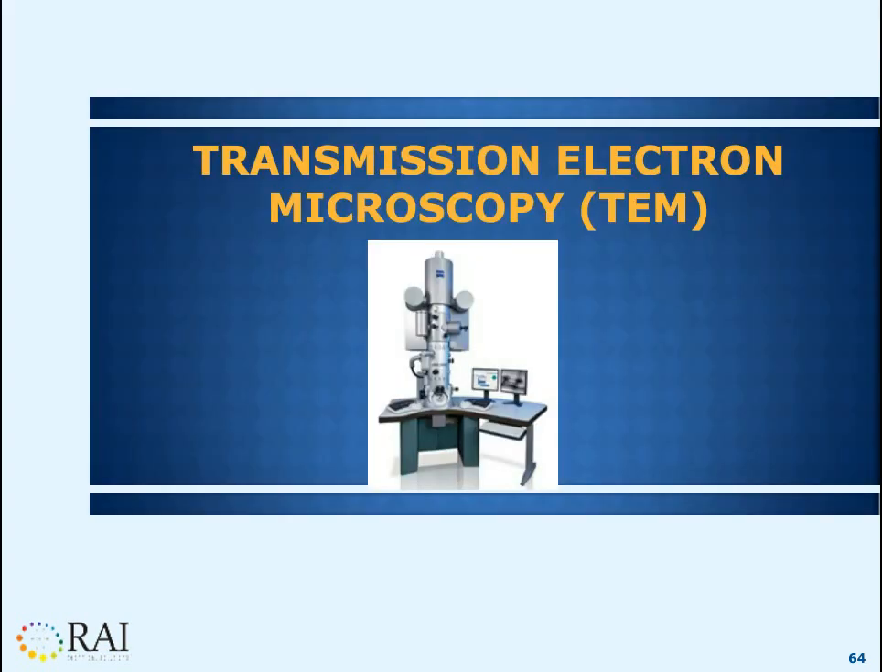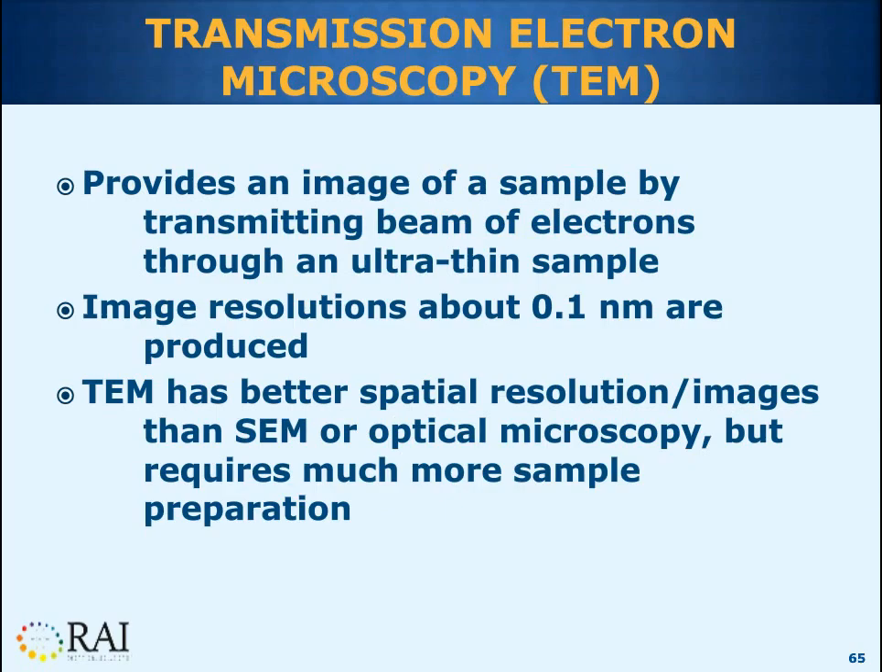Next, talk about transmission electron microscopy. TEM, as it's called, provides an image of a material by shooting beams of electrons through an extremely thin sample. TEM gives extremely fine detail of a material, and you can get image resolutions of about 1/10 of a nanometer. TEM gives better images than SEM, or optical microscopy, but requires much more sample preparation, mainly from cutting the very thin samples using a technique called microtoming.